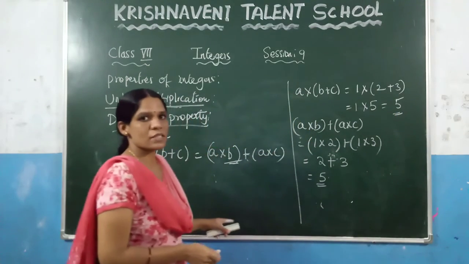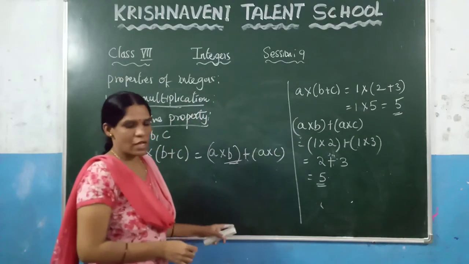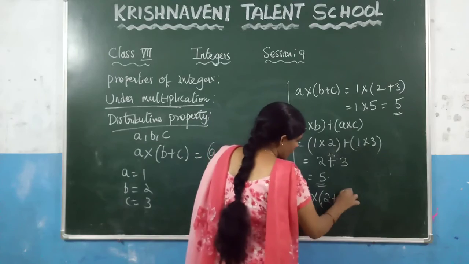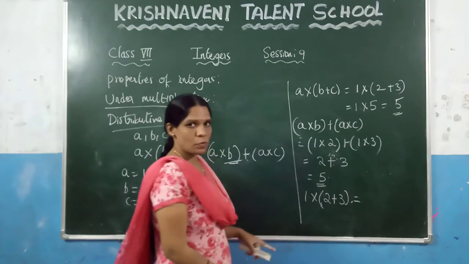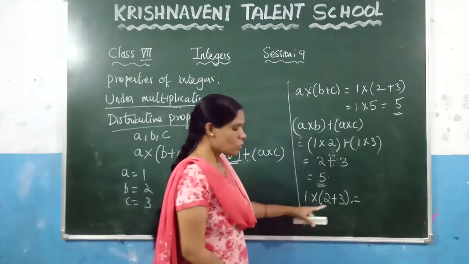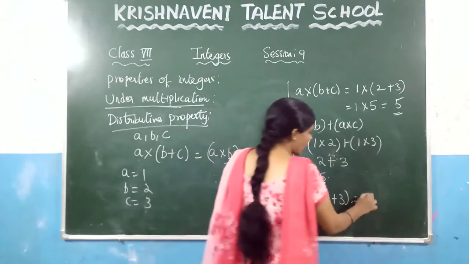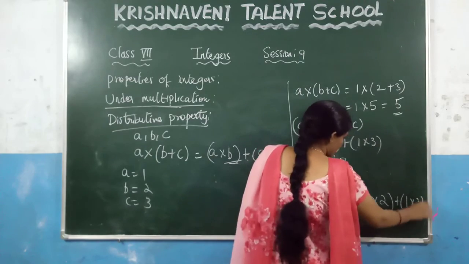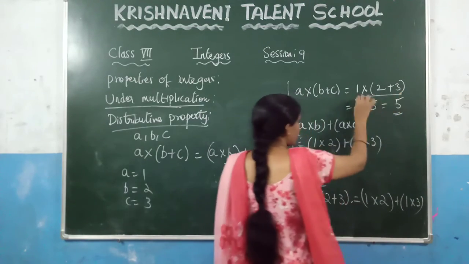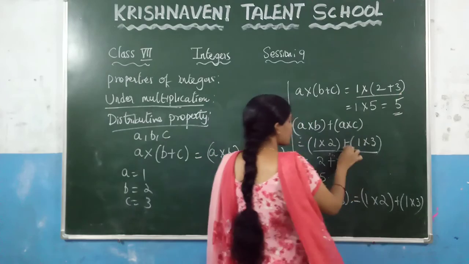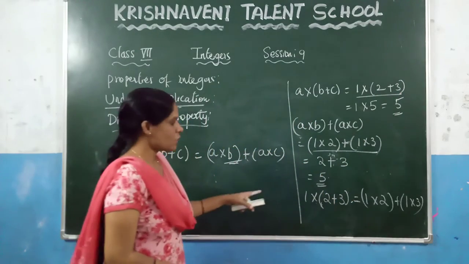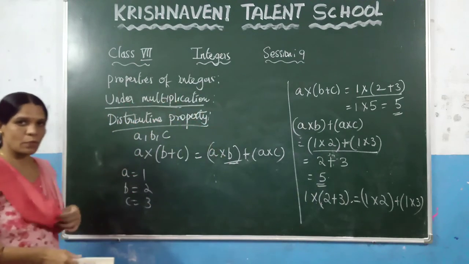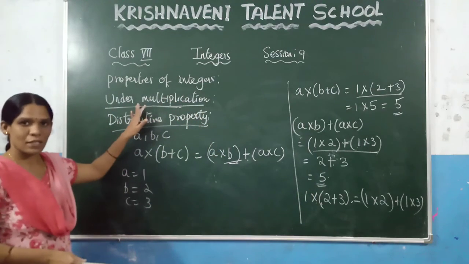From this we can say that LHS is equal to RHS. We can write 1 into (2 plus 3). According to the distributive property, we can distribute this 1 to both these numbers. From this you can write 1 into 2 plus 1 into 3. The same thing we have done here: 1 into (2 plus 3) is equal to 1 into 2 plus 1 into 3. At last, we got the same result. This property we call the distributive property of multiplication over addition.